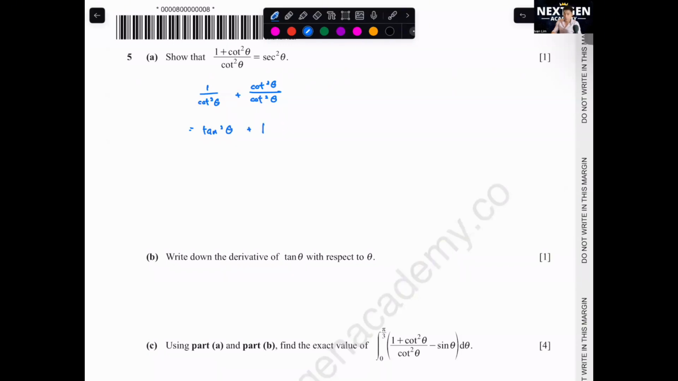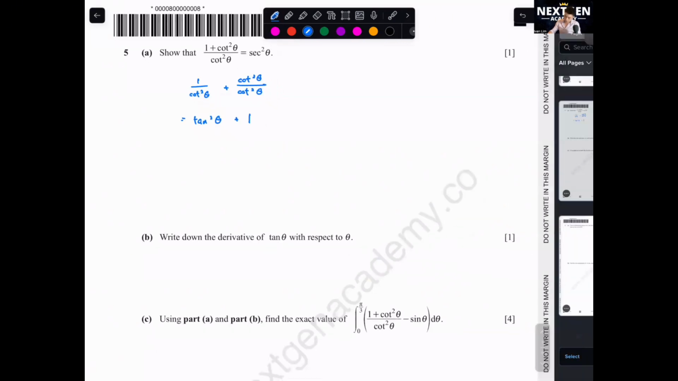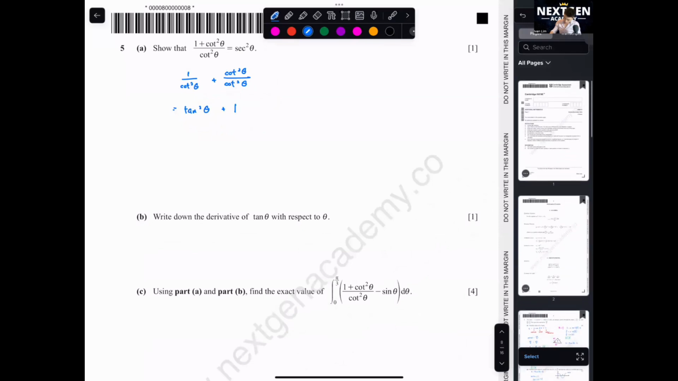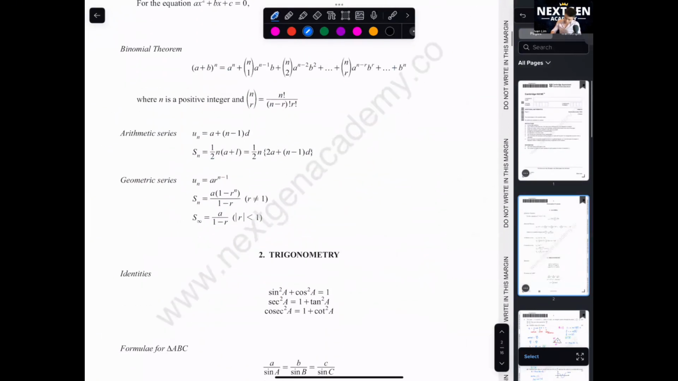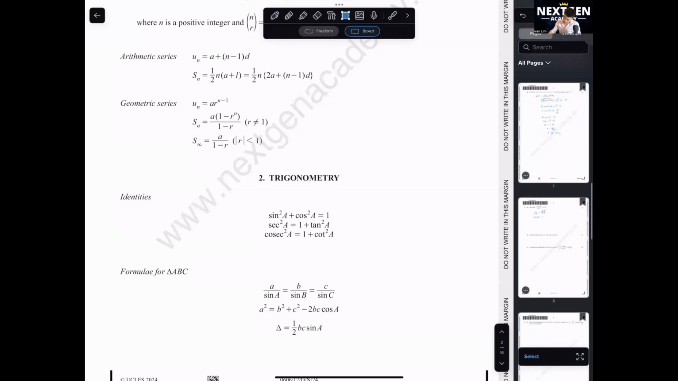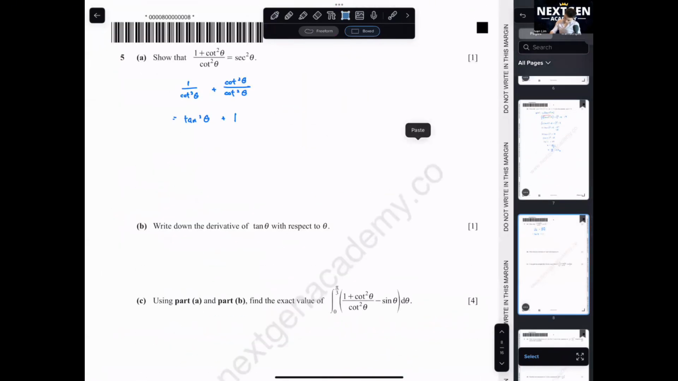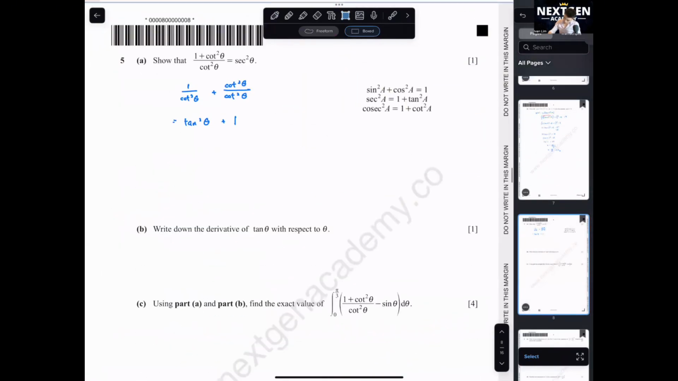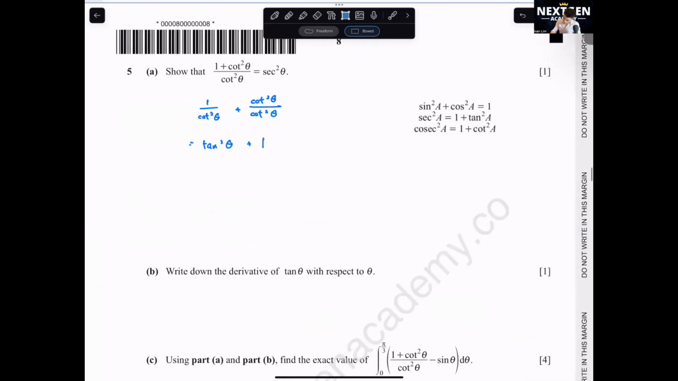Every time we do trigo with a square, I want you all to refer to your identities here. You get some clues from here. Bring it down here. Which one can we use? Tangent square plus 1 is equals to sec square theta.